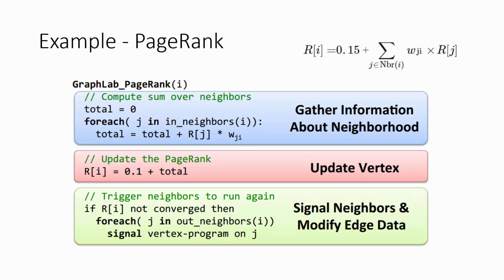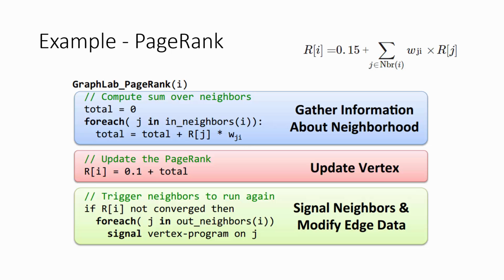And in the apply phase, we update the vertex. Now that we've computed a total from all of the neighbors of a particular vertex, we add a certain constant value to it, 0.15. Then we have to signal the neighbors and modify the edge data in the scatter phase. We compare the old rank of a particular vertex and the new rank of that vertex and see if they have changed beyond a certain threshold. If not, then this is what we call convergence.